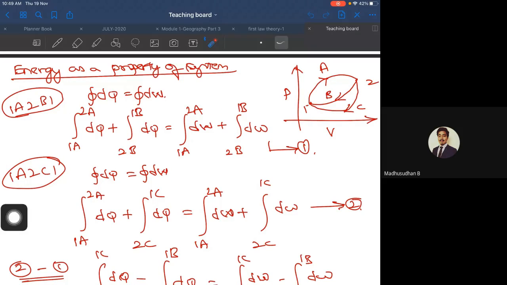If I could prove that whatever the energy transactions that have happened in 1A2B1 are equal to the energy transactions which have happened in 1A2C1, then I can prove that it is not dependent on the path whichever it traveled. Suppose if it traveled by B also, no issue. If it has traveled by C also, there is no issue. It only depends on the end parameters, that is 1 to 1. If I could prove that, then we can prove energy to be a property of a system.